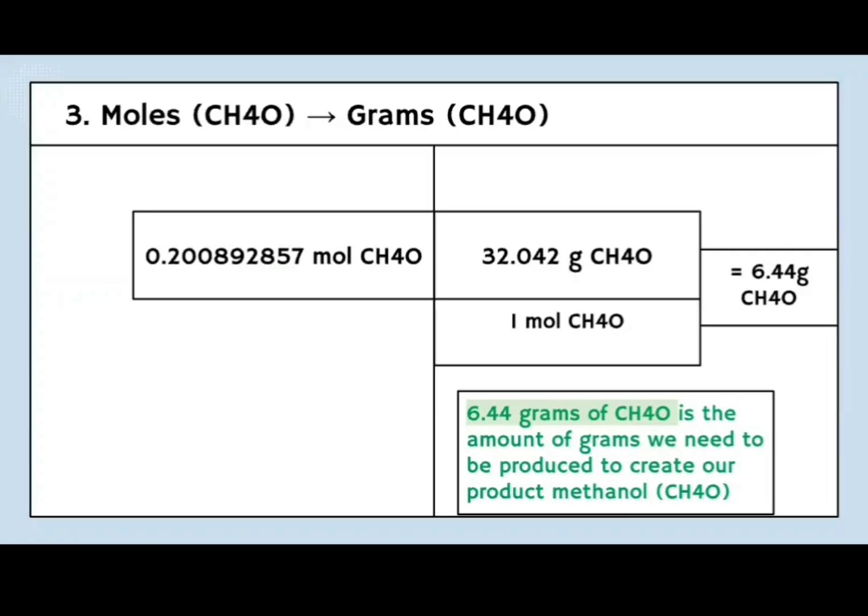You can't really see this because I'm doing it on my calculator at home. To multiply that times 32.05, 0.042. All right, and then you'll get 6.437008927 grams. I just converted it, so it left me some space. But yeah, this is the amount of grams we need to produce our product methanol.